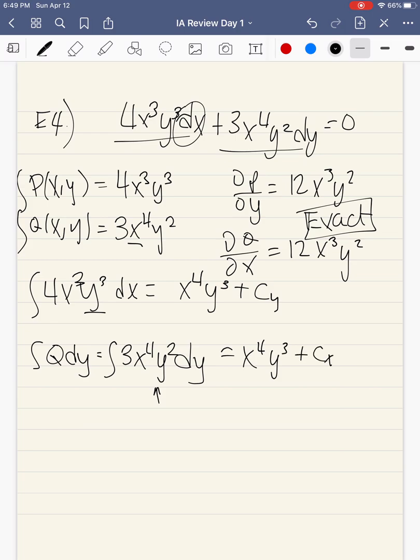plus c of x. So we can see these are exactly the same, so that just means my constants are actually 0. So my final solution here, my f, is going to be equal to just x to the fourth y to the third. And that is all of that is going to be.